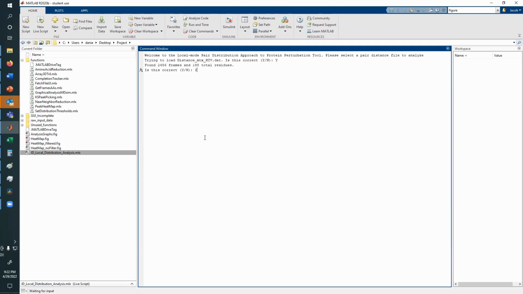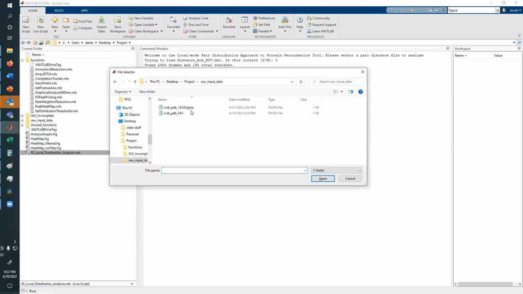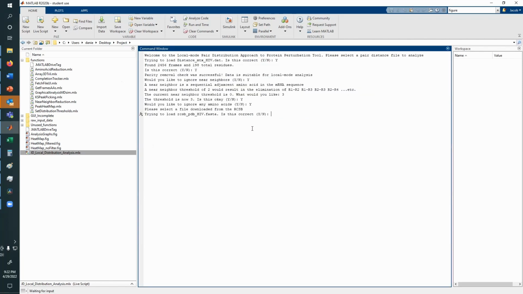It's going to tell us the number of frames and residues. And then we're going to ignore near neighbors. So these are things that are close together due to their physical placement in the protein sequence. We're going to ignore some amino acids. You have to put in a FASTA sequence, which is just the protein sequence, and tell how many header lines. We're going to remove all the nonpolar amino acids, hydrocarbon amino acids, spaces in between.